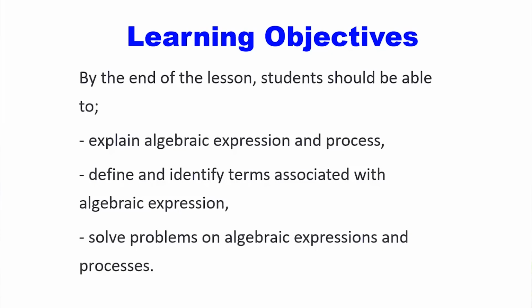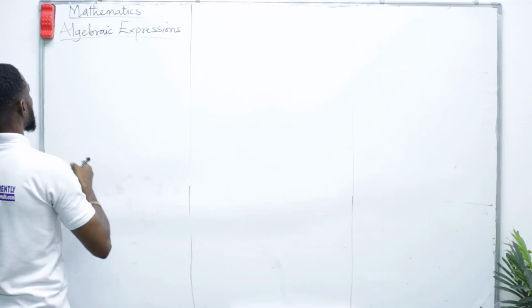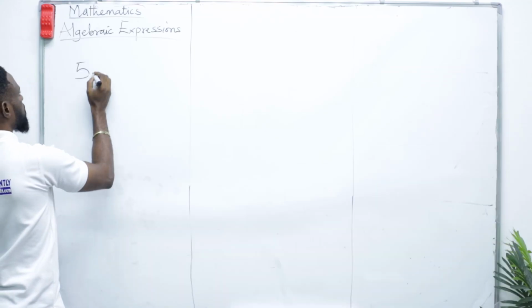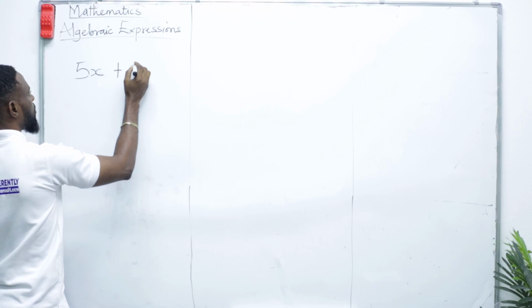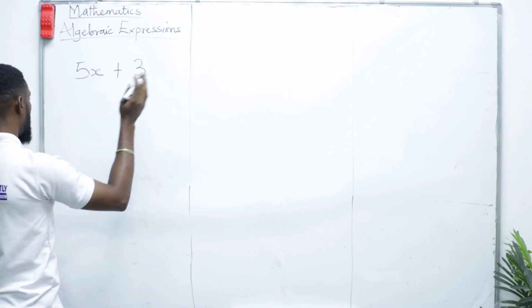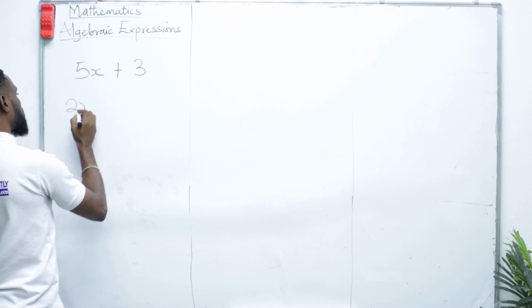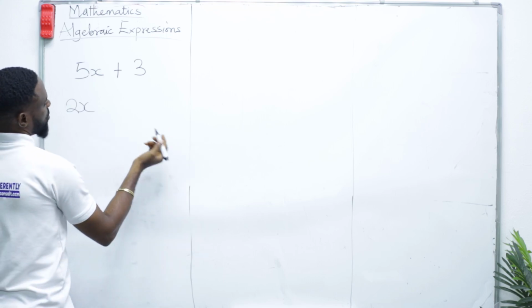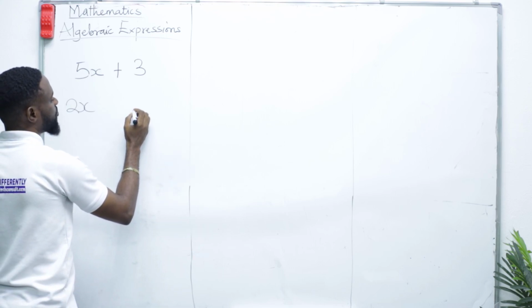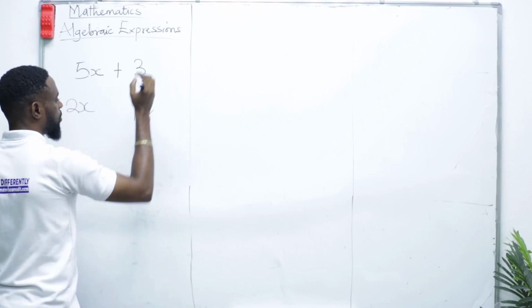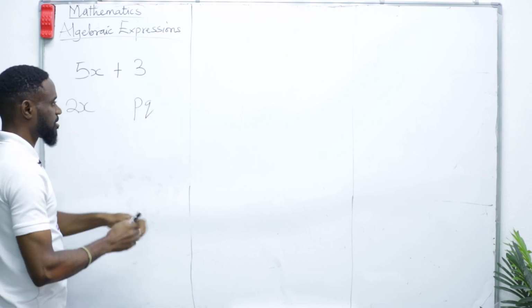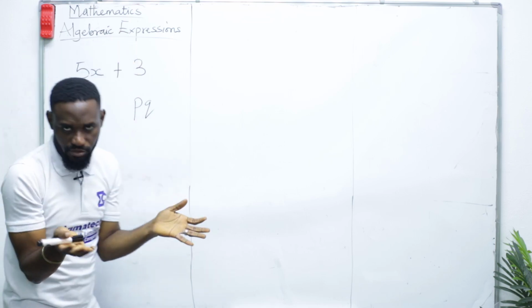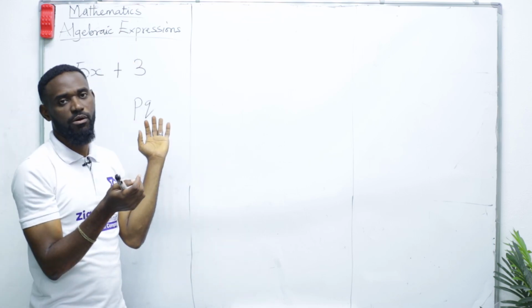I know you must have seen some mathematical expressions where you have such kind of things. Let's take, for instance, you must have seen a mathematical expression like 5x plus 3, for example. Or you have seen something like 2x. You must have seen something like PQ. All these things are algebraic expressions. They are algebra.